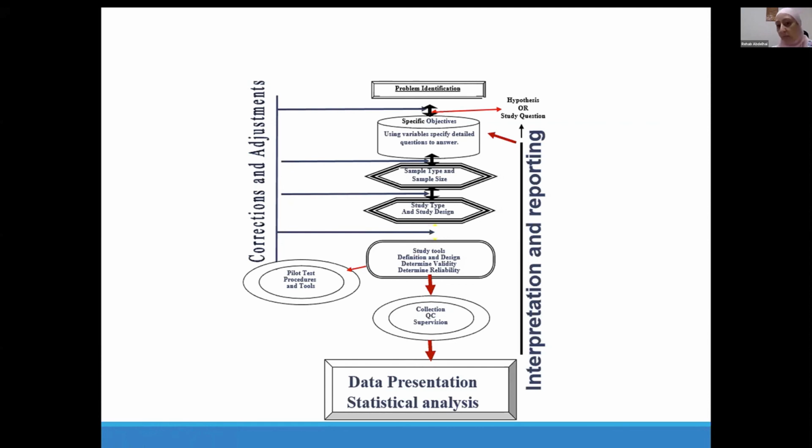to the objectives. You have to interpret and report your results in a way that is answering specific research questions and objectives.